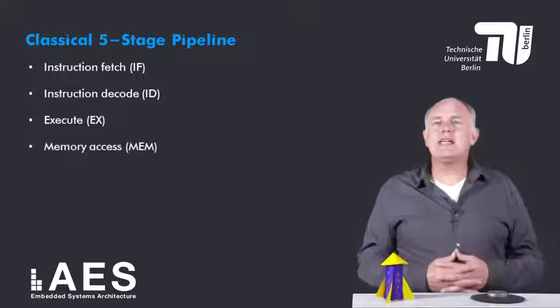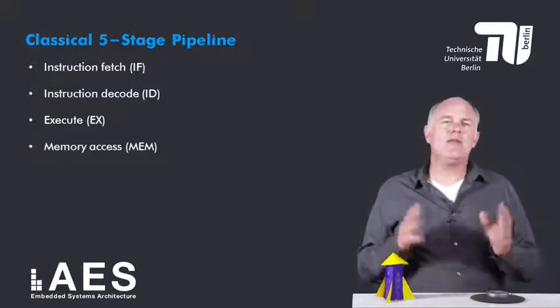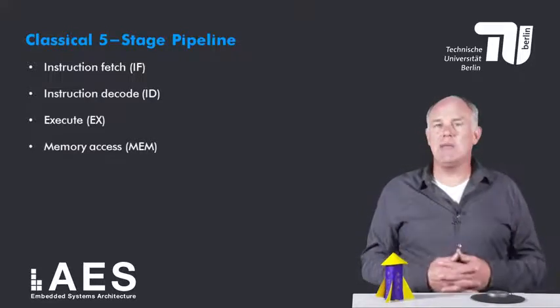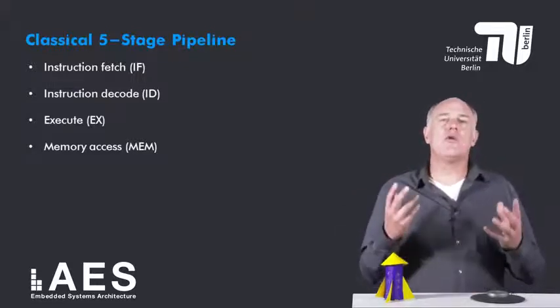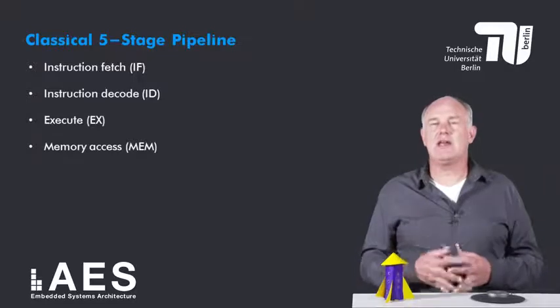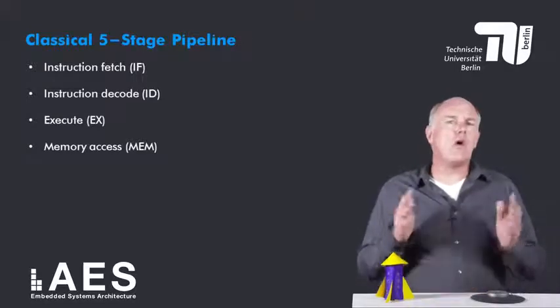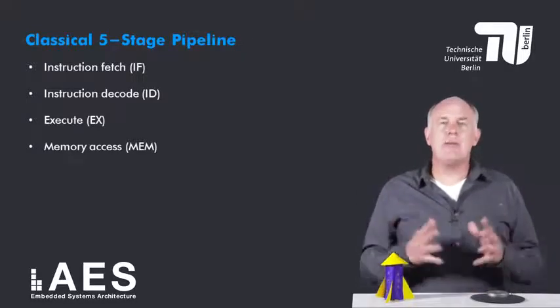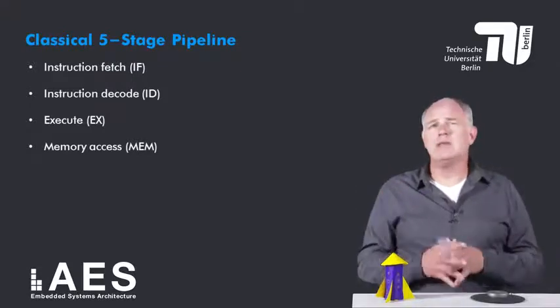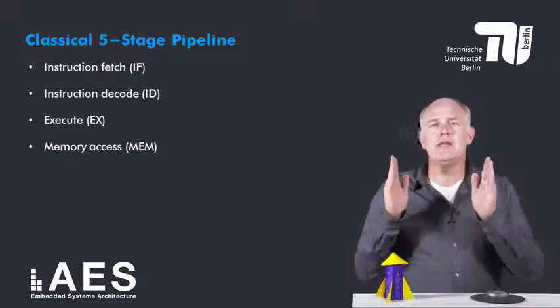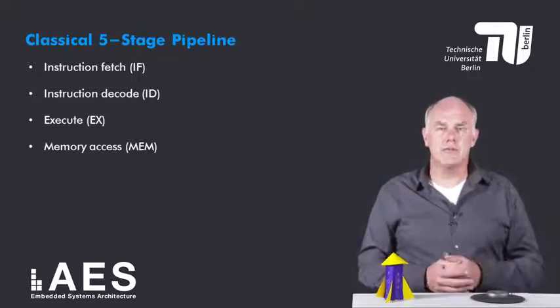The fourth stage is the memory access stage. In this stage, a load reads from memory using the address calculated in the previous stage, and a store writes to memory using the calculated address. For all other instructions, nothing happens in this stage, but they still have to go through this stage. This is because the instruction pipeline needs to stay synchronous.